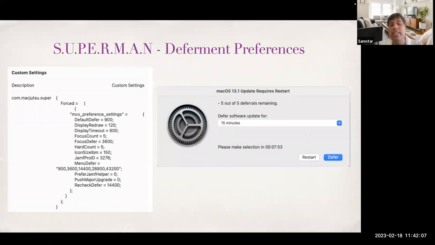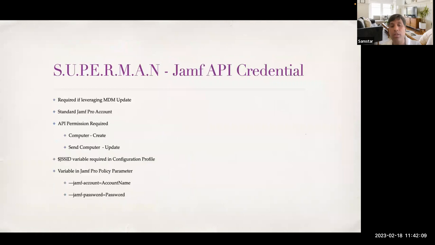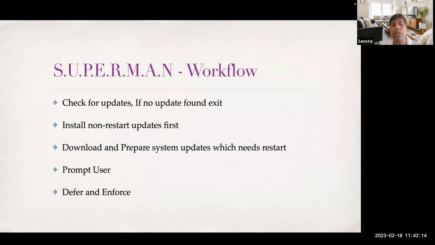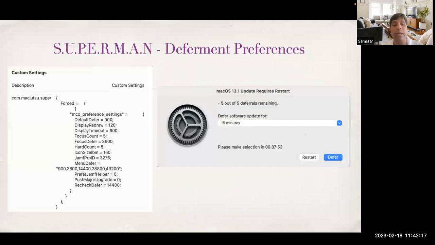Jamf Pro ID. This is the variable which I was talking about. If you are going to use Jamf Pro API credentials, then you need to send this Jamf Pro ID variable in your configuration profile, which will take your Mac device JSS ID in your configuration profile, which will be utilized by Superman to send that MDM update command. So it is required just in case if you are using API MDM update command. So I have added it for future purpose.